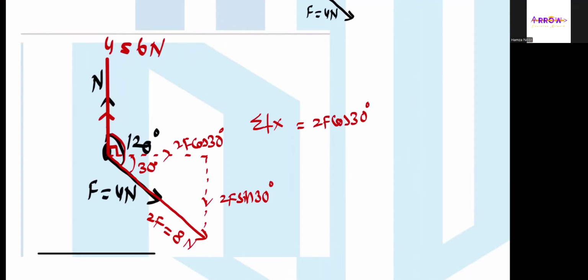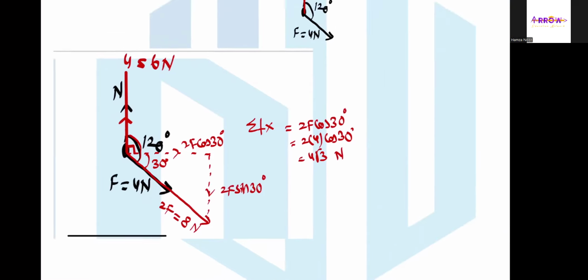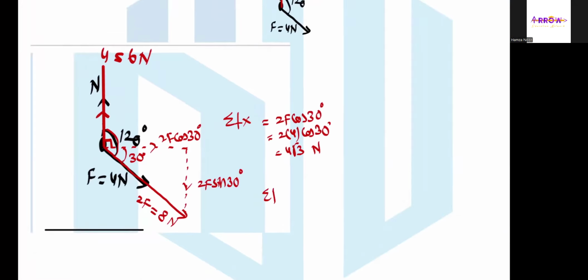Since we know the magnitude of F, it is 2 times 4 times cos 30. So 8 cos 30 is the horizontal component, meaning the sum of the horizontal forces. The value of 8 cos 30 is 4 root 3 Newton. And now we are going to find the sum of the forces acting vertically.